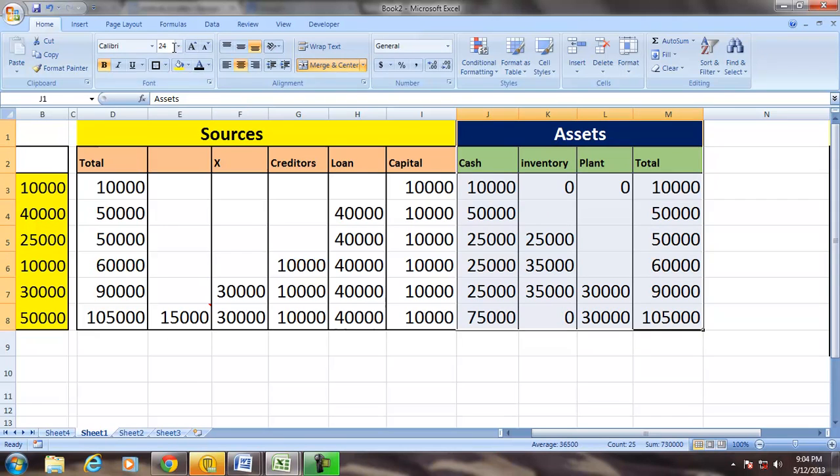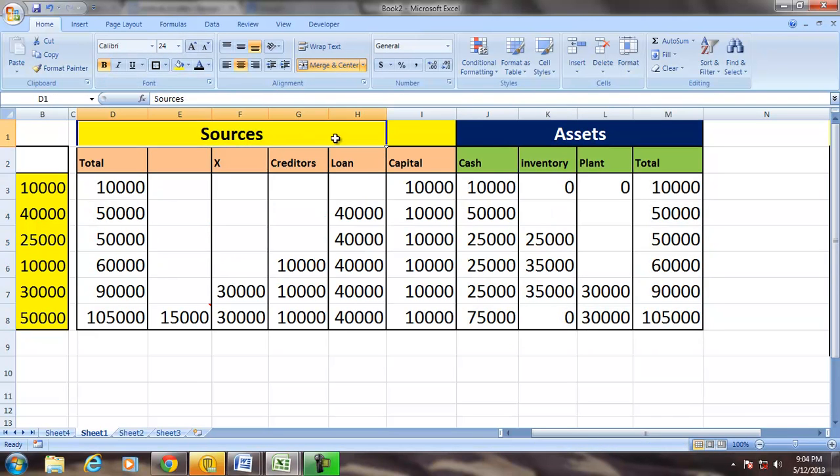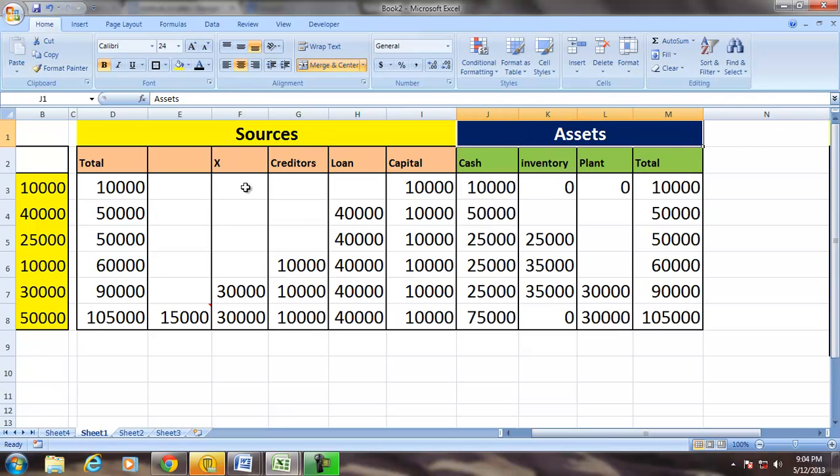So that is why we started by saying that at any point of time, the assets of the firm will be equal to the sources of the firm, which can also be explained by showing that assets are equal to capital plus the profits plus the liabilities.